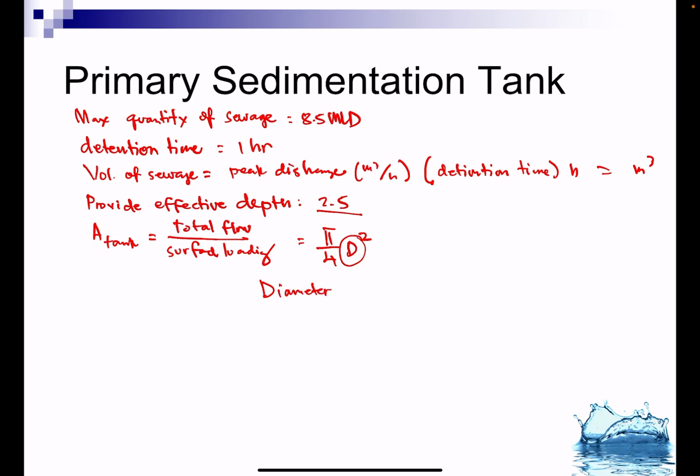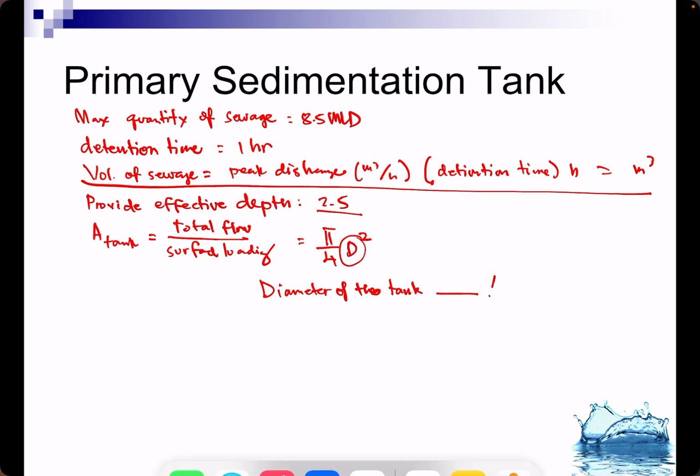Okay? So, you can get the diameter of the tank. Or, another way to get this is using the volume. You know the volume of a tank is equal to pi over 4 D squared times the height. You have an effective depth of 2.5. Since you know the volume and the effective height, you could check for the diameter. Either of the two, whether it's the total flow or the surface loading, you'll get the same value of your D.